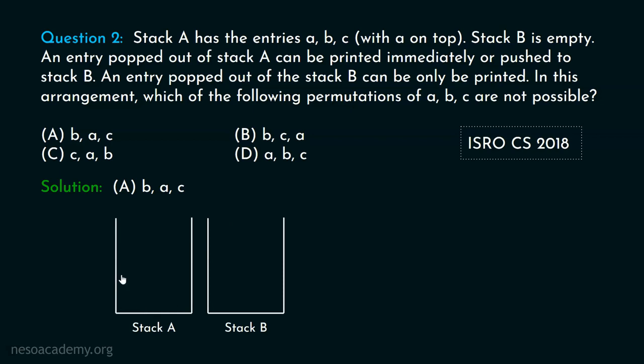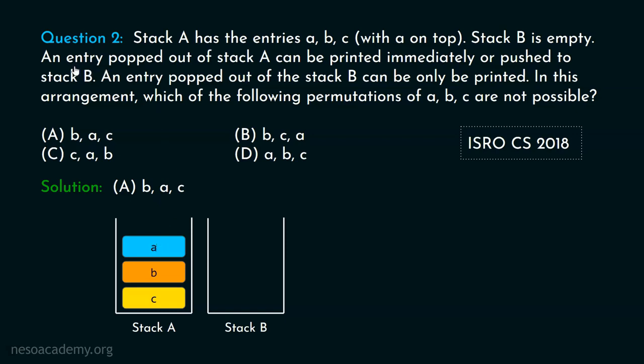We have to consider 2 different stacks, stack A and stack B, and we know the initial arrangement already. Stack A has 3 elements and stack B is empty. This is given in the question, right? And A must be on top. Okay. Now after this, we have to check whether this permutation is possible or not. We want that this element must be printed on the screen, right? B must be printed, not A.